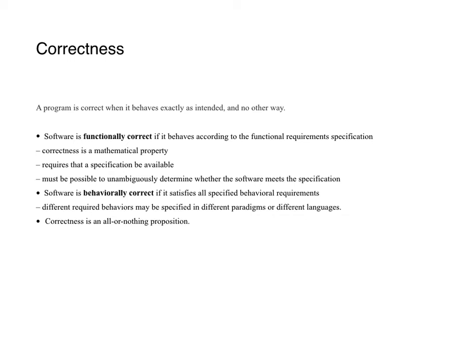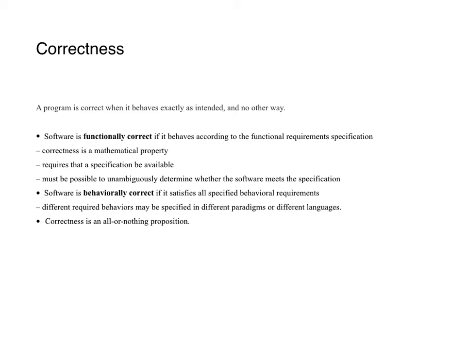Hello everyone. So now we will learn about each of these qualities in detail. We will start with correctness. A program is correct when it behaves exactly as intended and no other way. So what does it mean?